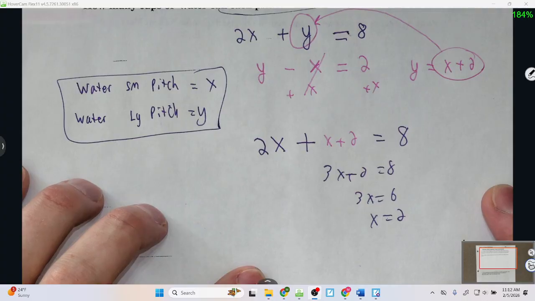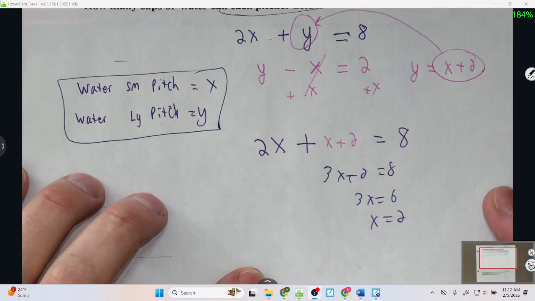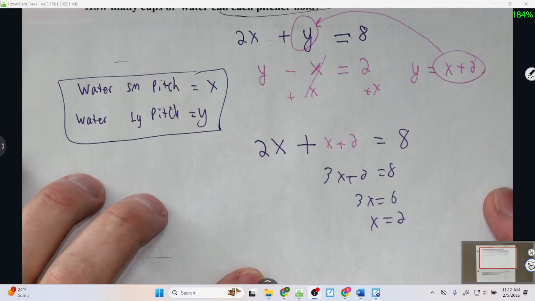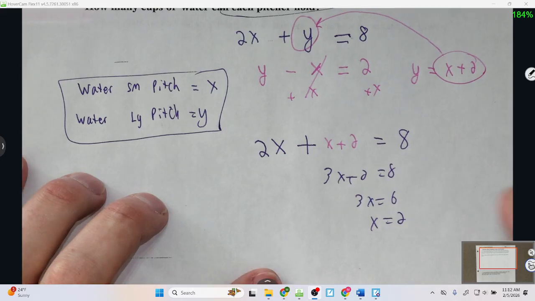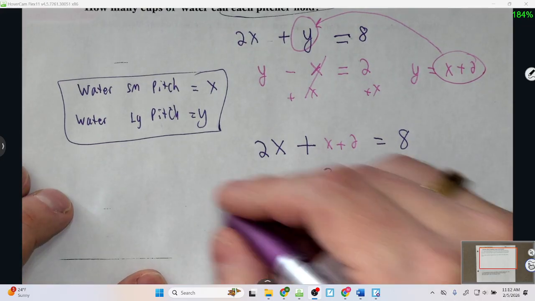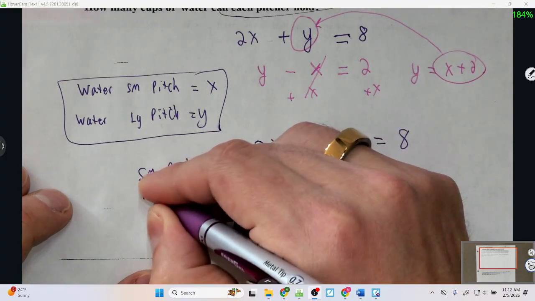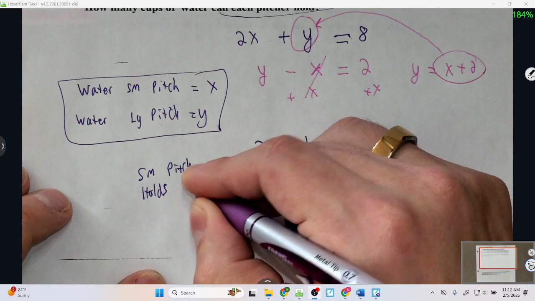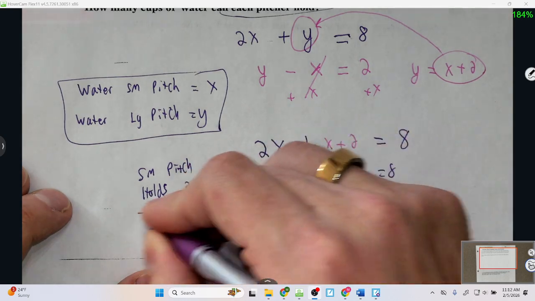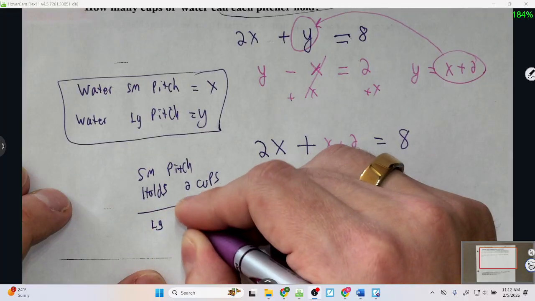Okay, I think that the small pitcher holds 2 cups of water. What do I think the large pitcher holds then? The small pitcher holds 2 cups. So small pitcher holds 2 cups. Large pitcher, any ideas?